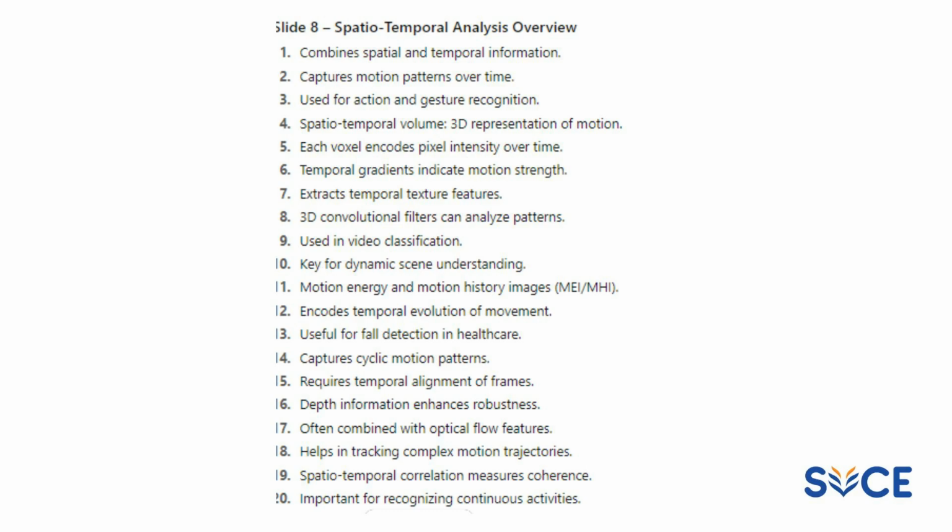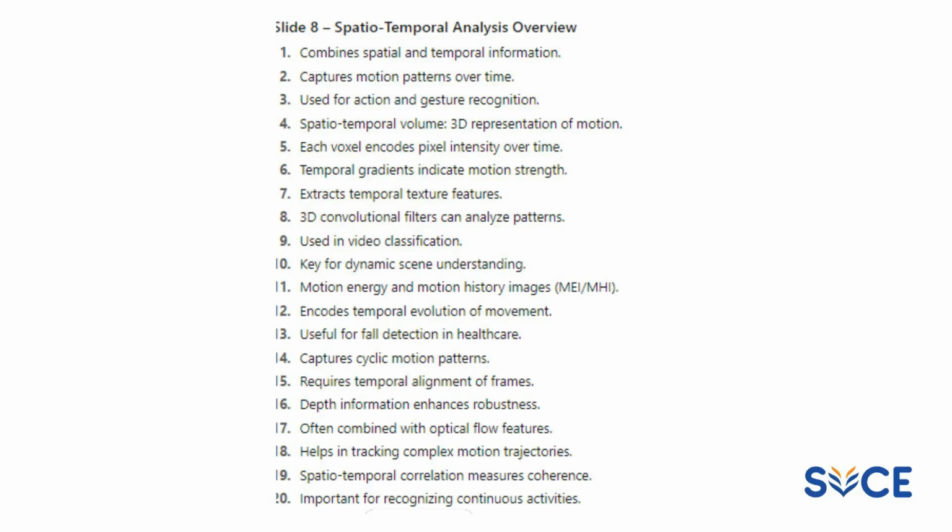Spatio-temporal analysis. In computer vision, understanding motion is not just about observing where objects are at a single moment. It also involves analyzing how they move over time. This is the essence of spatio-temporal analysis, the study of patterns and changes in both space, that is the spatial domain, and time, that is the temporal domain.